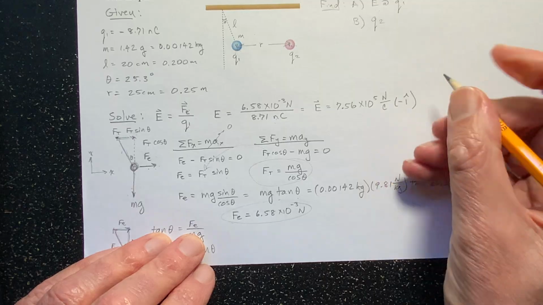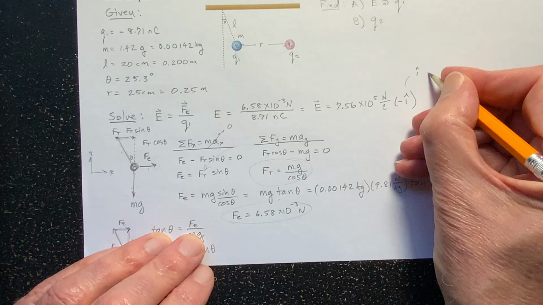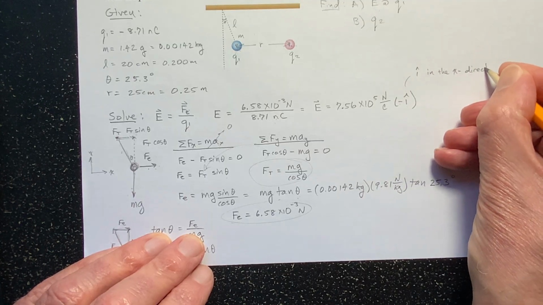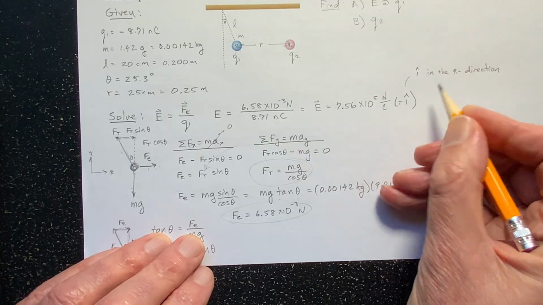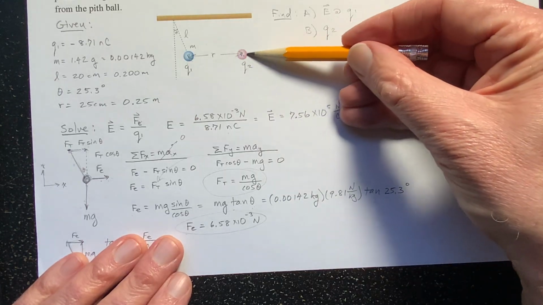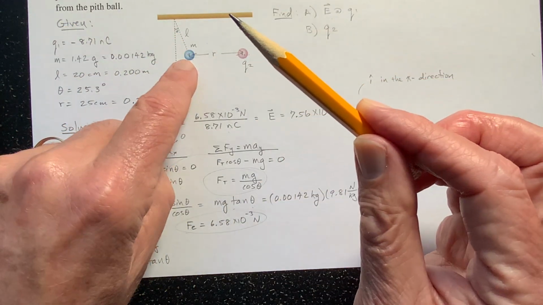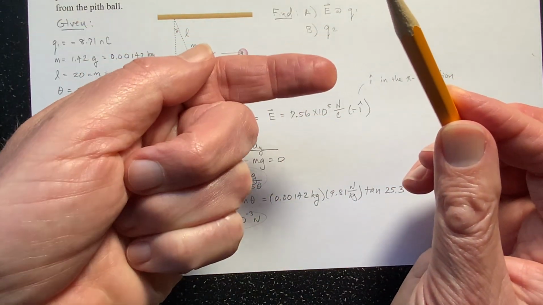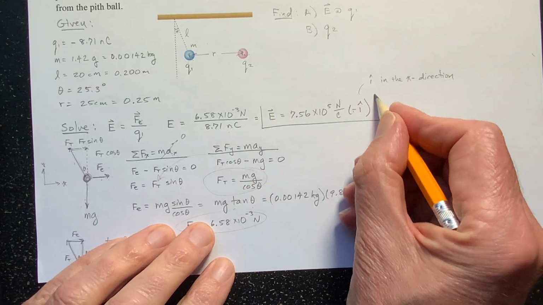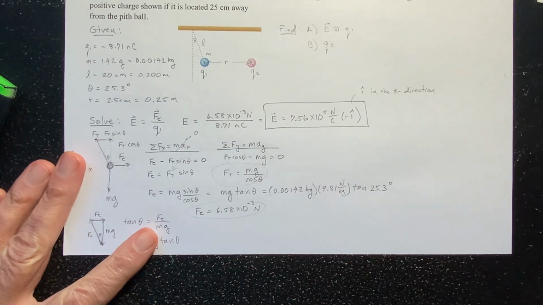Negative i hat. Now, what does negative i hat mean? Well, i hat means in the x direction. So negative i hat means in the negative x direction, and that's the electric field by this positive charge, moving to the left, but since it's interacting with the negative charge, that negative charge gets pushed to the right. So this is my answer to part A. Whew, not much room on this paper. Hope there's room for part B.